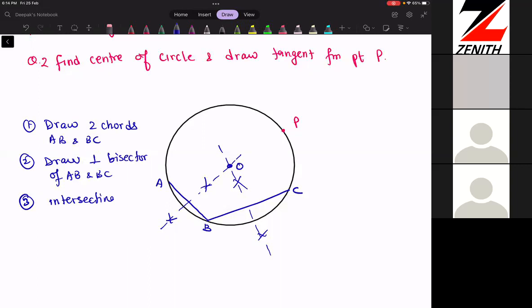Intersecting point is the center of circle, and then follow the steps of question 1.